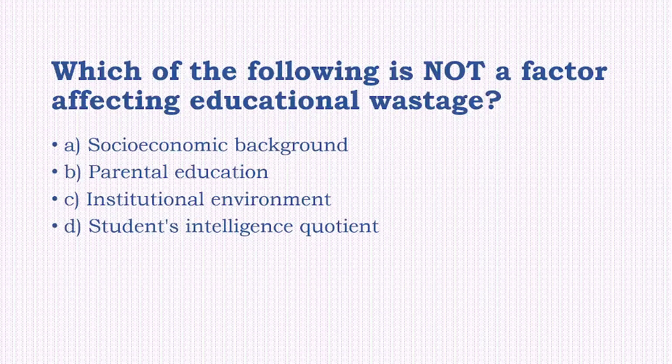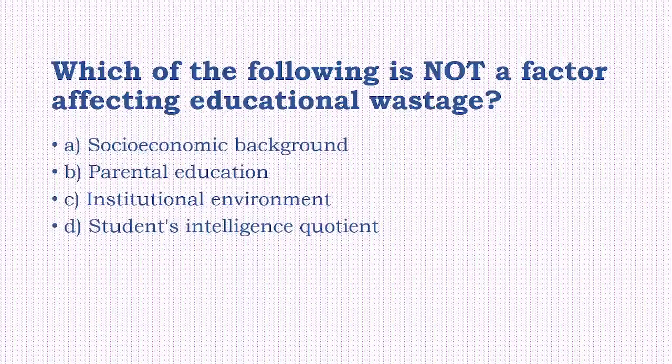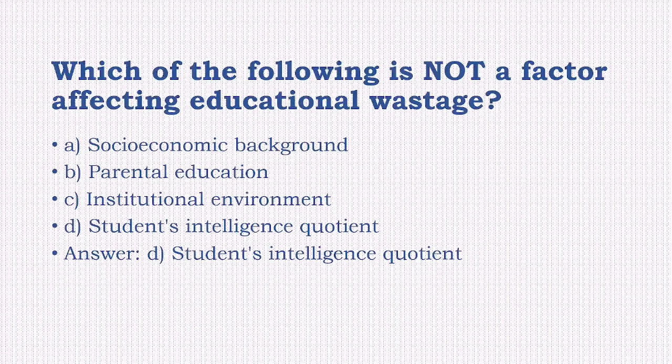Next, which of the following is not a factor affecting educational wastage? Options: socioeconomic background, parental education, institutional environment, students' intelligence quotient. Answer of this question is option D, that is students' intelligence quotient.